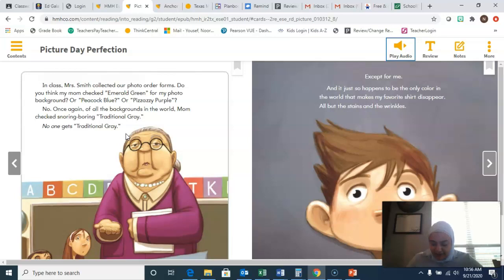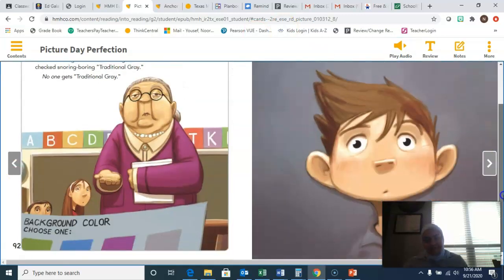How do you think the boy is feeling right now? He's probably just so upset with all the things that have happened all day long. And then this, oh my goodness. Why do you think he's feeling that way? He says he does not like the traditional gray background because it makes it hard to see his favorite shirt. And look in the picture. Is he smiling? He is upset.